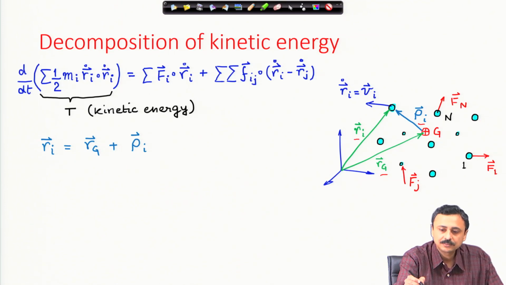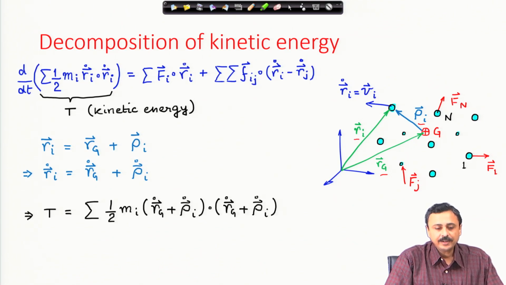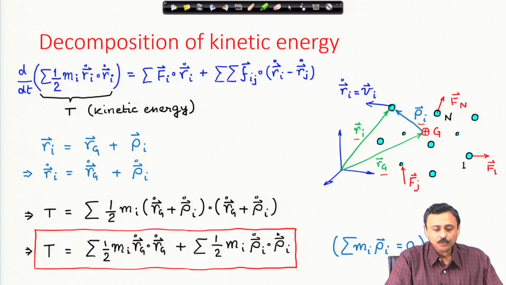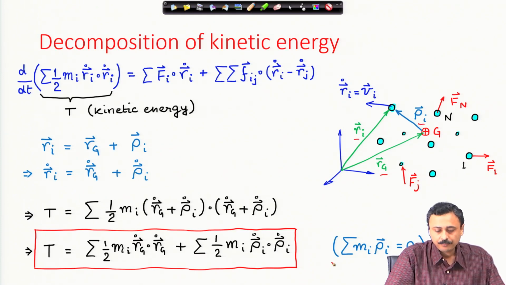If I do that, I can also time derivate it, and substitute in the expression of the kinetic energy, as I have done here in this step. Now, I open this dot product, I open the brackets and simplify. What I obtain after simplification, and this is a straightforward algebraic step which you can very easily do.